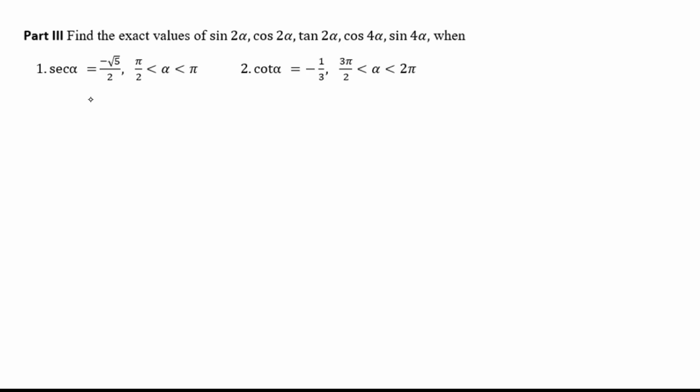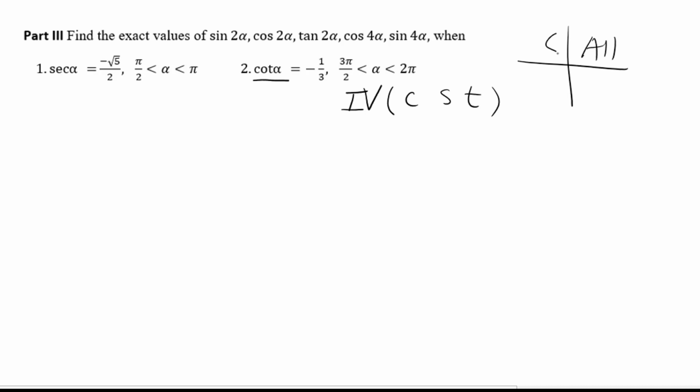Let's go to number 2. Cotangent alpha equals -1/3. Alpha is between 3 pi over 2 and 2 pi. This is the fourth quadrant, so we do the CAST rule. For the fourth quadrant, we know "all students take calculus," therefore only cosine is positive. The other two are negative.